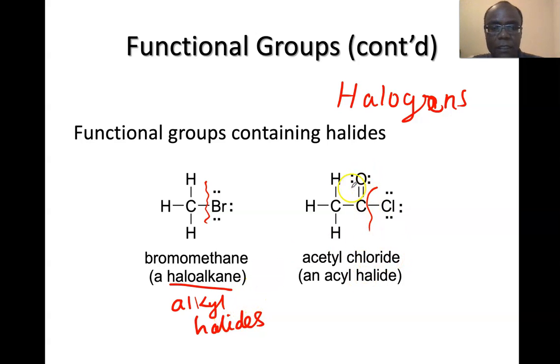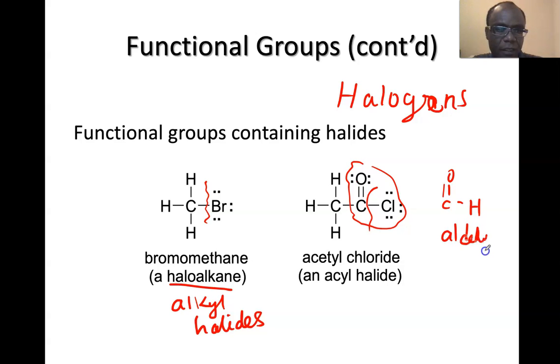And then the acyl chlorides, you'll have a carbonyl directly bonded to a Cl. Remember, I told you this one here is an aldehyde. If you have such an end on a molecule, that's an aldehyde. So this will be called an acyl halide, but this one will be haloalkane or alkyl halide.